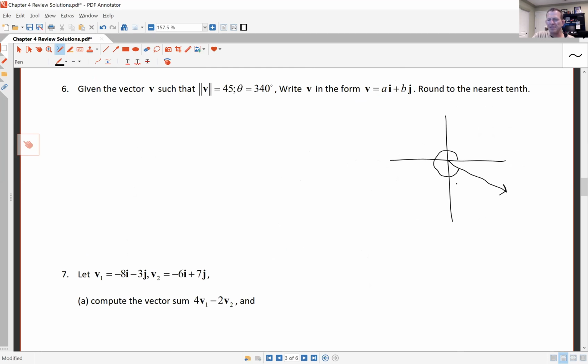And its magnitude is 45. So there's the end, there's the start. And now we want to write this in ai plus bj. So we want to know how far out right you have to go and how far down we have to go.